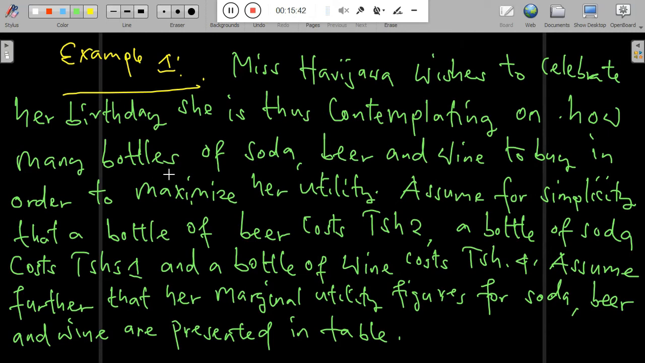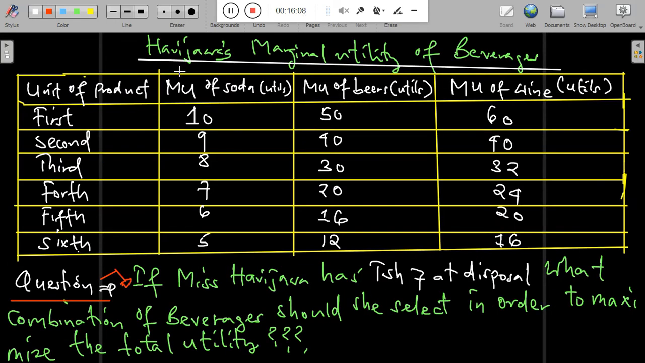Suppose we have the table representing the beverages for consumption for Ms. Avijaya, showing that a bottle of soda costs 1 shilling and a bottle of wine costs 4 shillings, given in this table below. We have the marginal utility of soda from 10 up to 5, the marginal utility of beer starting from 50 to 12, and the marginal utility of wine starting from 60 to 16. We have the units of products: the first bottle, the second, the third, the fourth, the fifth, and the sixth bottle, as you observe.